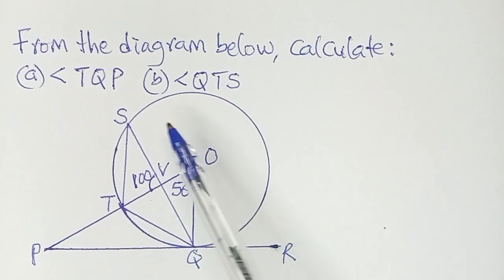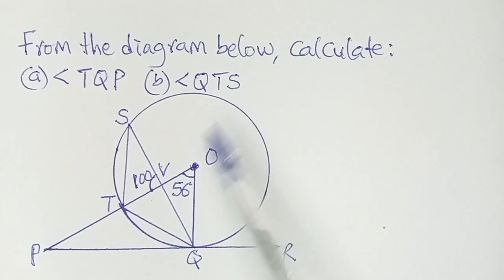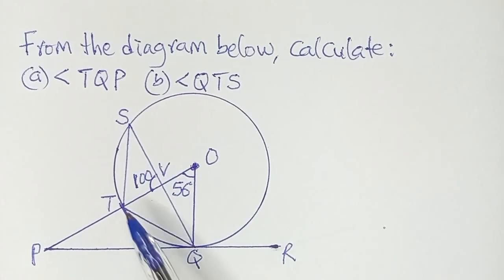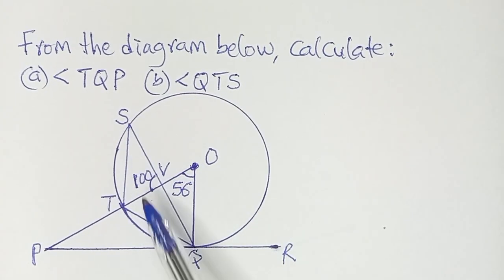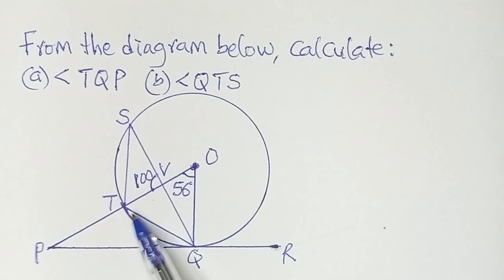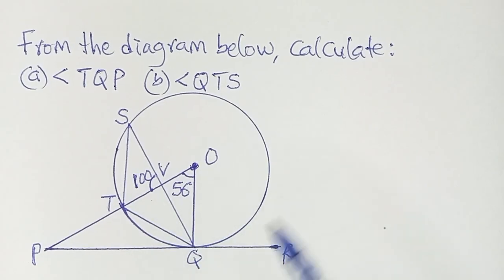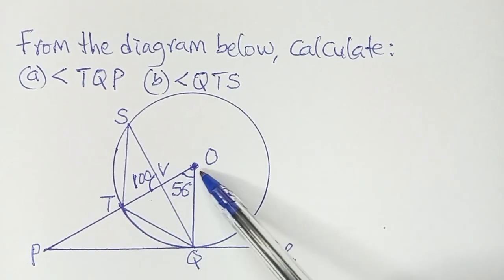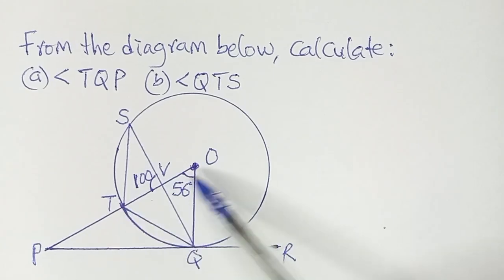And the second one is QTS. So we have QTS. That is the whole of this angle. So now, for us to start, I would like to look at this triangle first of all.